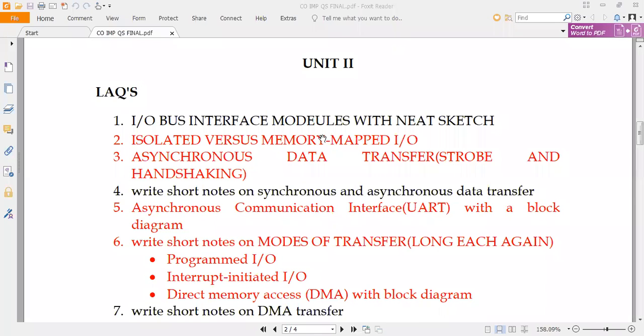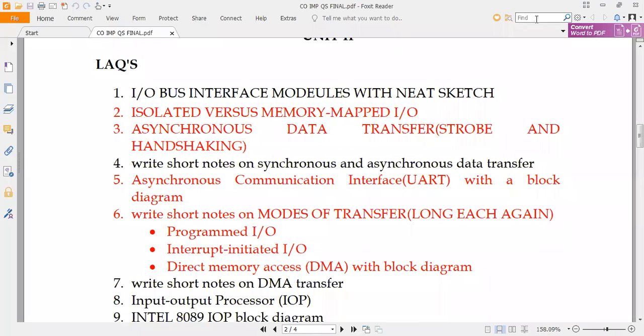Yes, sir. Fine. So in this unit, the most important questions I marked with the red color. This is a document I prepared long back, which has 5 minutes importance, long and short answers, and the most important ones I marked with the red color. The first one is input output bus interface modules with a neat sketch.